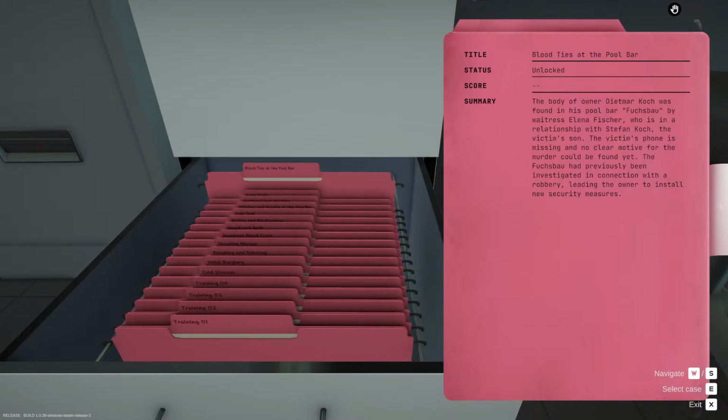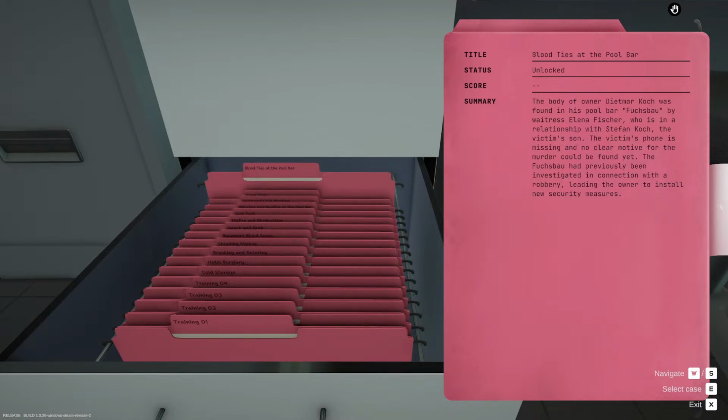Oh snap. So the waitress is in a relationship with Stefan. Hold on, I gotta check this out again. So the body of Koch was found in the pool bar by his waitress Elena, who is in a relationship with Stefan Koch, the victim's son. The victim's phone is missing and no clear motive for the murder could be found yet.